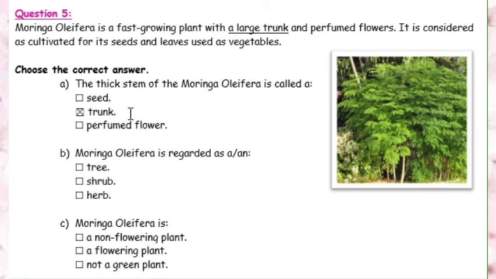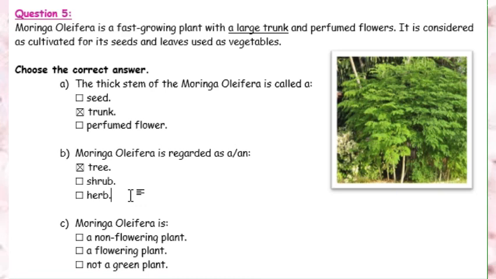Moringa oleifera is regarded, we classify it as a tree, shrub, or herb. What do you think? This plant has a trunk. This means that this is a tree. Trees are plants with a large size and one woody stem that we call a trunk.